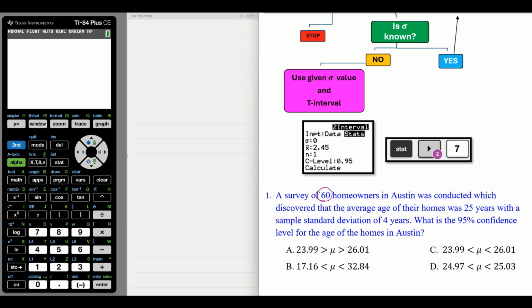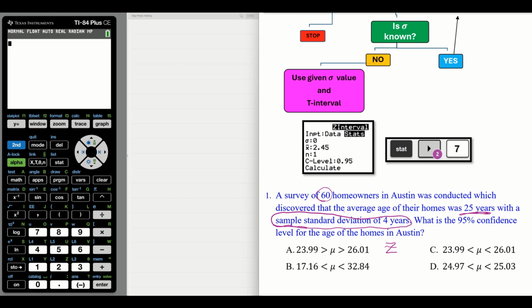We have a sample size greater than 30. We know immediately that we can use the z interval because of that. And we do have our sample standard deviation. And here's our mean in years. Remember, all of this is about the years of the homes, not how old the homeowners are. So make sure you keep that straight.